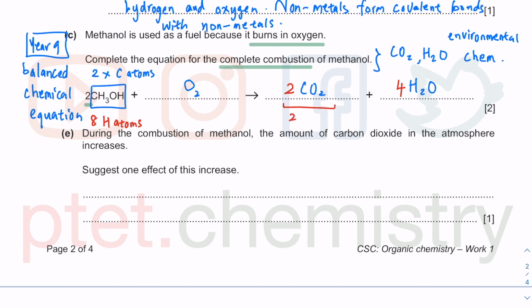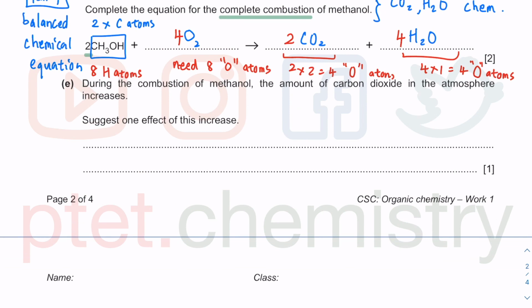Next up, we have 2 times 2, which is 4 oxygen atoms in the CO2. And we have 1 oxygen in 1 water. We have 4 water. So 4 times 1, which is another 4 oxygen atoms. Balancing equation, total up the atoms on the left and the right. We have 8 oxygen atoms on the right. Therefore, we need 8 oxygen atoms on the left. But we have a molecule whose formula we cannot change. So what we have to do is put 4 in front. 4 times 2 gives me 8 there.